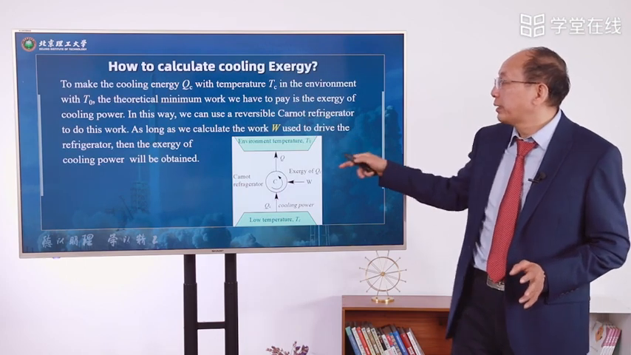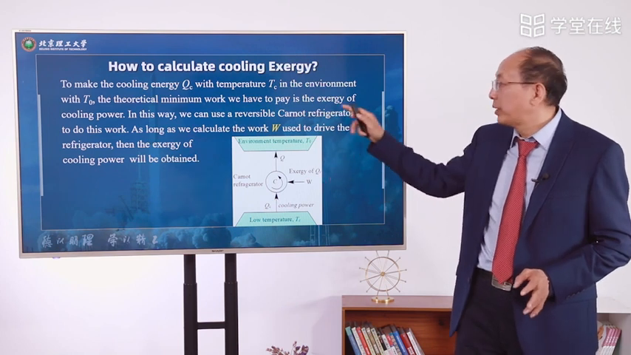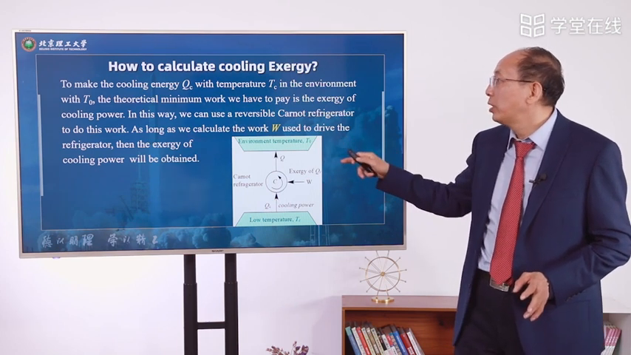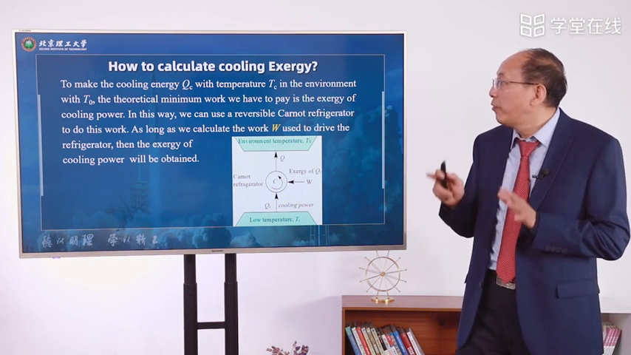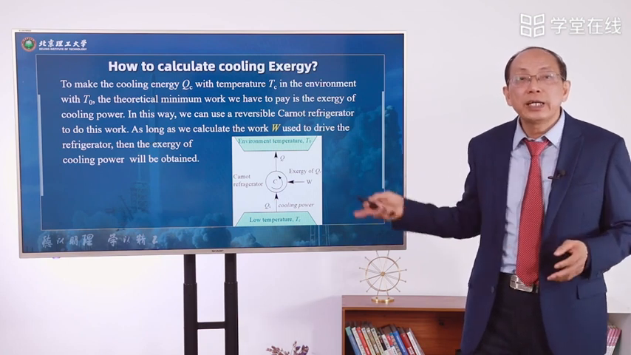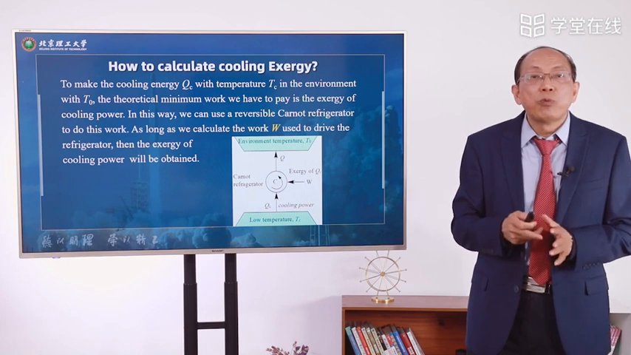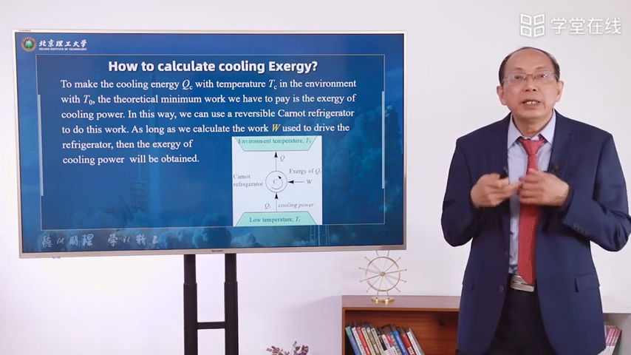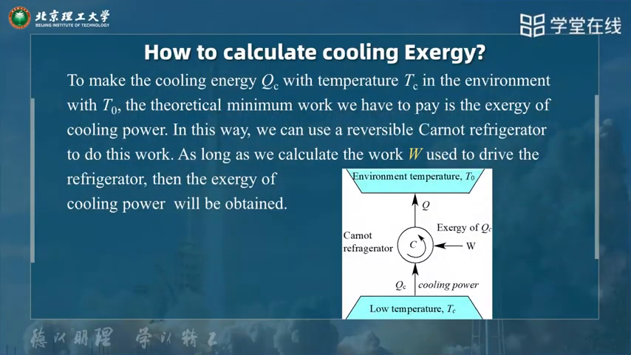So we can calculate in detail with this picture: the cooling energy Qc with temperature Tc in the environment with T0. In this case, the theoretical maximum work we have to pay is the exergy of cooling power. We have to pay some work to the system. We can draw the thermal energy Qc and send it to the environment. In this way, we can use the reversible Carnot refrigerator to do this work.